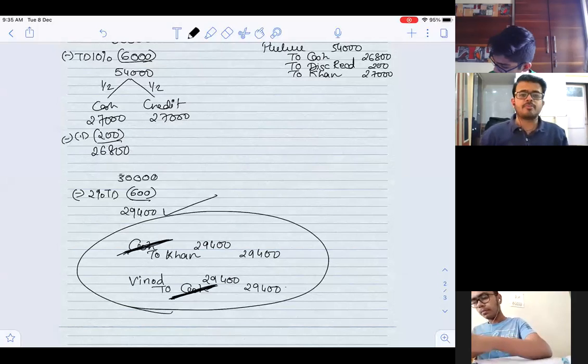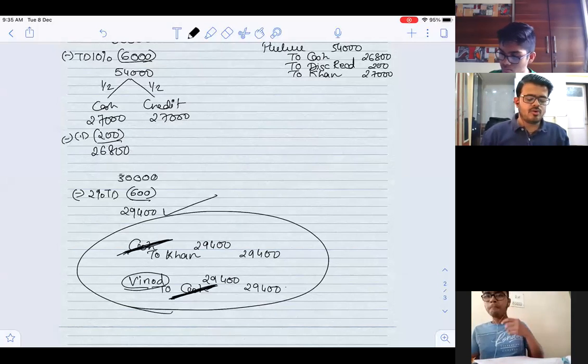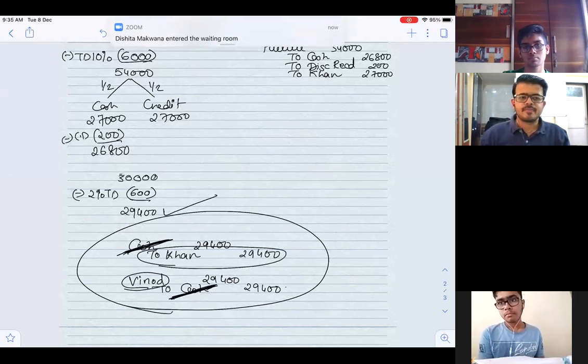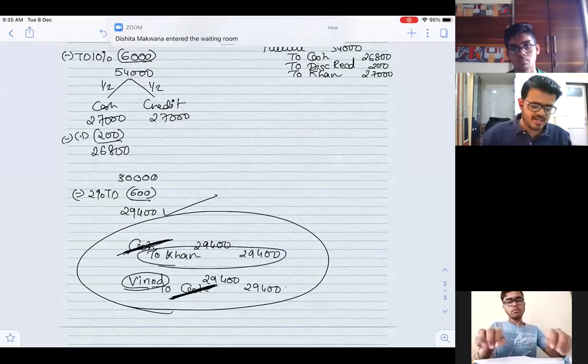What direct entry will you get? Vinod to Khan. Remember this: dishonor of an endorsed cheque. Which book should it go in? Should it go in the cash book or the journal proper? Journal proper. This will be put directly under the journal proper.